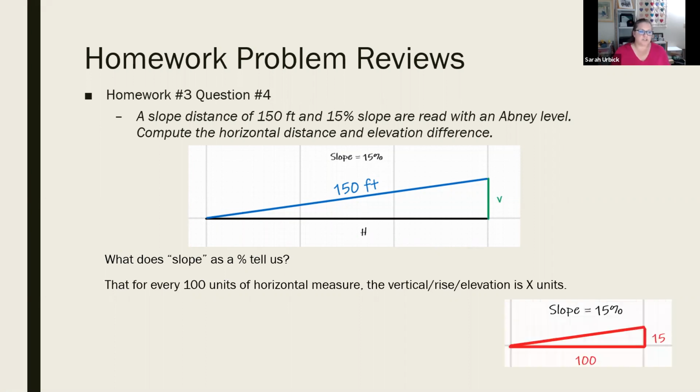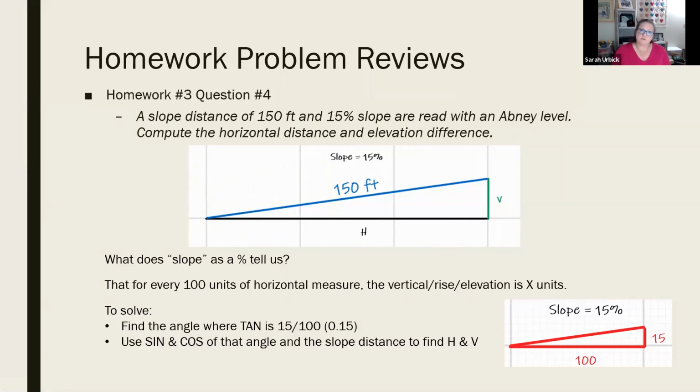So in order to solve this, what we're looking at is this horizontal 100 and 15 vertical. We can take the tangent of that. The tangent is that ratio, and find that angle. Then we can use the sine and cosine and our slope measurement to find our horizontal and our vertical. Okay. Does that help anybody clear things up a little bit more?